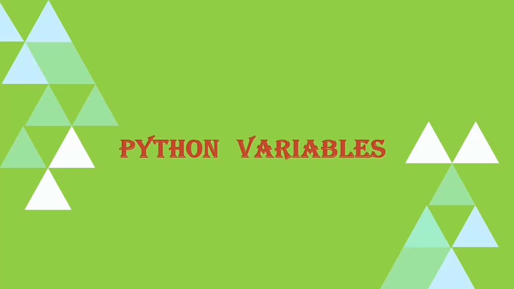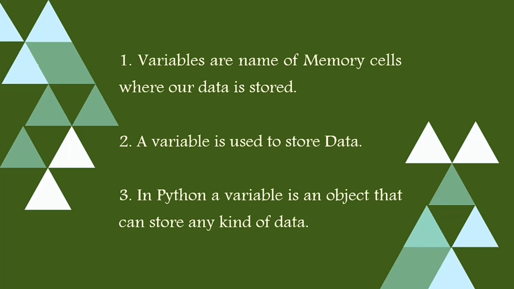Today's session is about Python variables. So we will start with what is a variable. So guys, basically a variable is an object in Python that can store any kind of data. Okay, that means a variable is used to store data. So basically, logically, variables are nothing but names that we give to memory cells where our data will be stored.